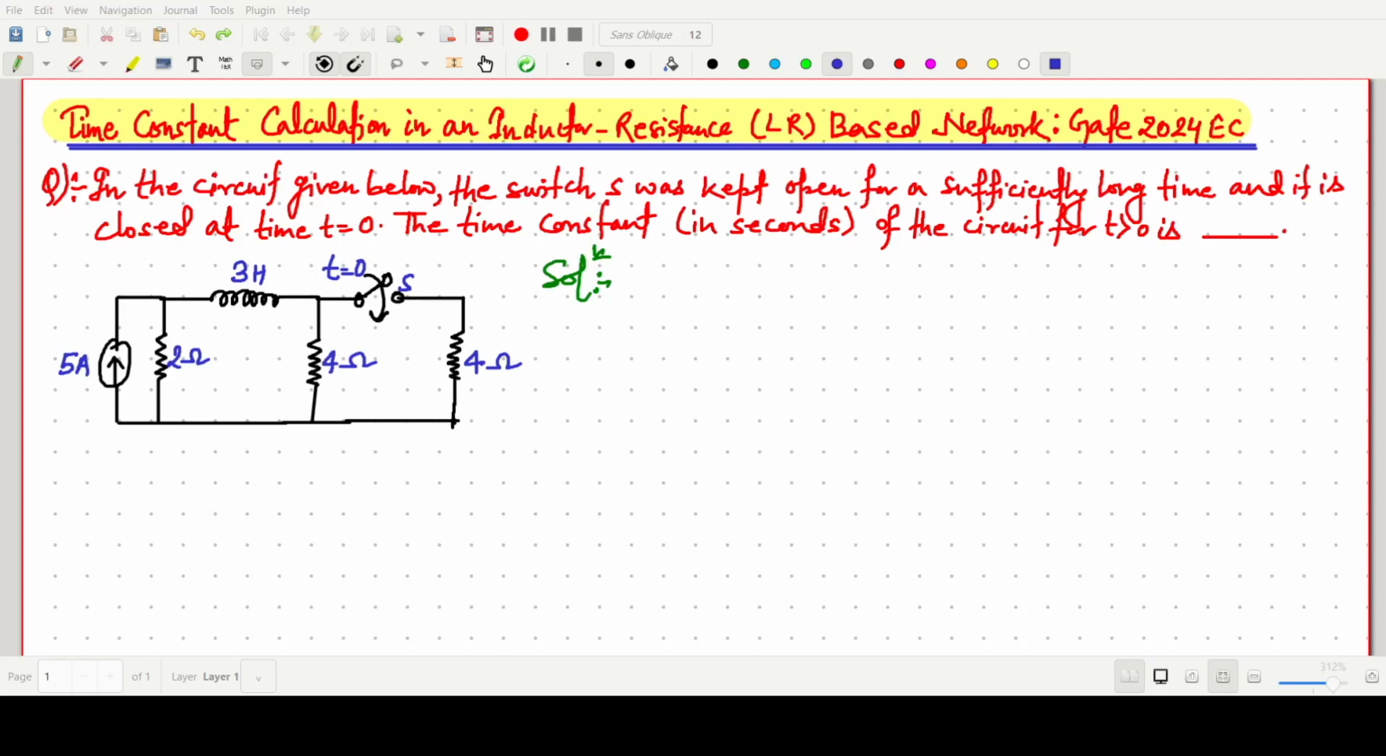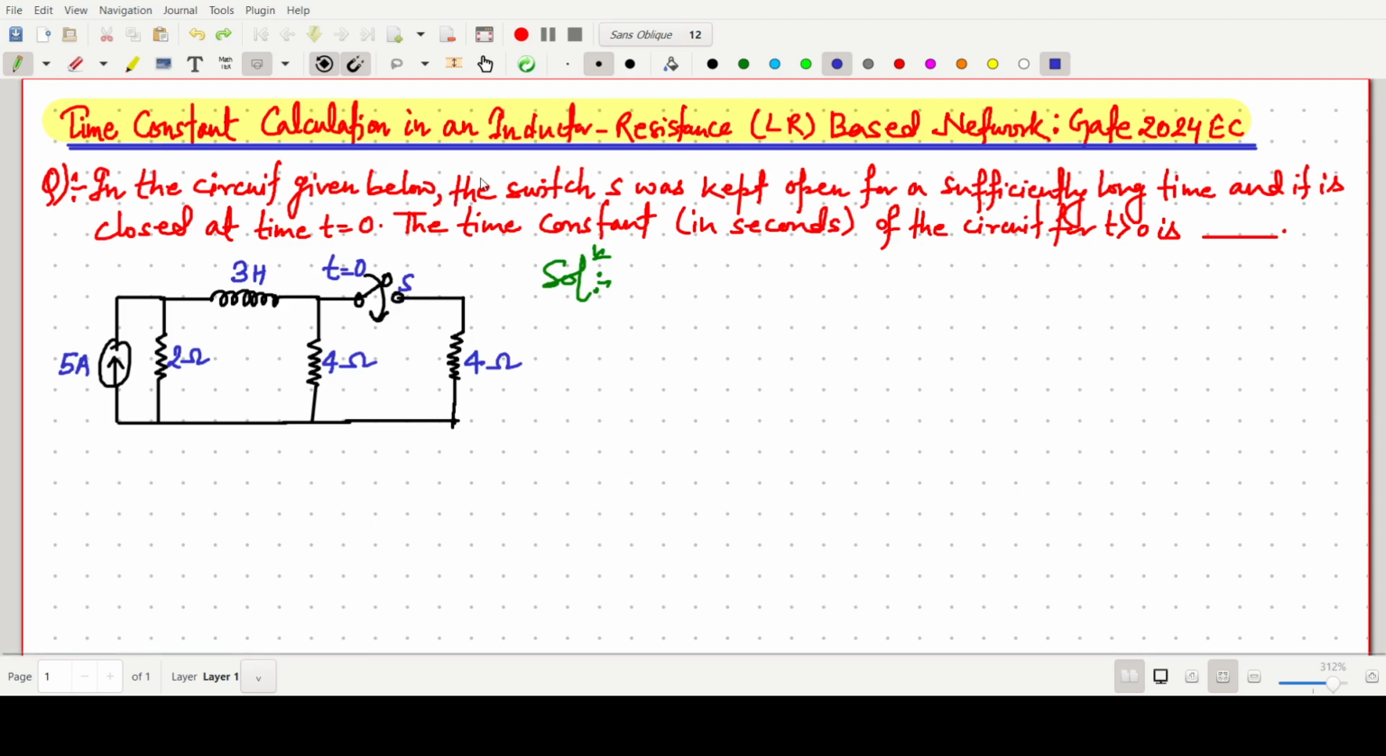Welcome everyone. In this video lecture, we will solve a GATE 2024 EC question in which we have to calculate the time constant in an inductor-resistance based network, an LR network we can say. So the question is: in the circuit given below, the switch S was kept open for a sufficiently long time and it is closed at time t equals 0. What is the time constant in seconds of the circuit for t greater than 0? When the switch is closed, what should be the time constant?